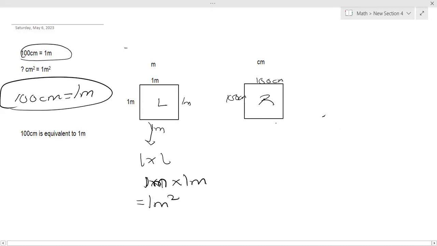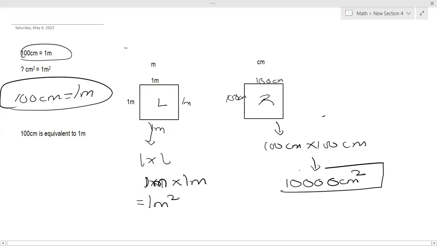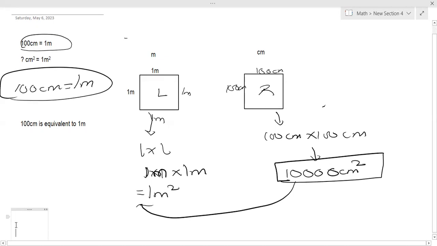And what's the area of this square here? This will be 100 centimeters times 100 centimeters, which will give us, that's 4 zeros, that's going to be 10,000 centimeters square. So we can see that even though 100 centimeters is equivalent to 1 meter, 10,000 centimeters square will be equivalent to a meter square. Okay, so we can use that in different scenarios.